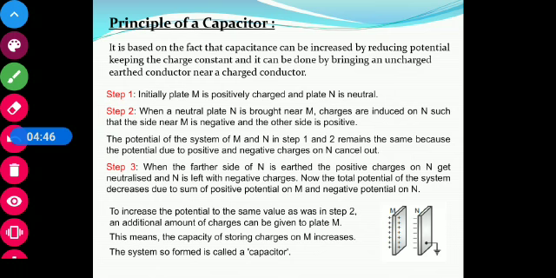So in this way, step 1, initially the plate M was charged and neutral plate N brought near to it. If the N plate is earthed, then the potential of the charged plate M reduces, and now more charge can be given to plate M. So by reducing the potential, we can increase the capacity of the plate to store more charge. This is the principle of capacitor.